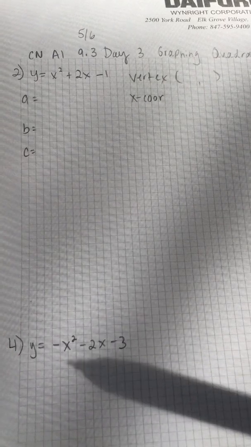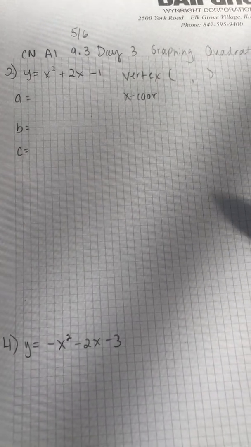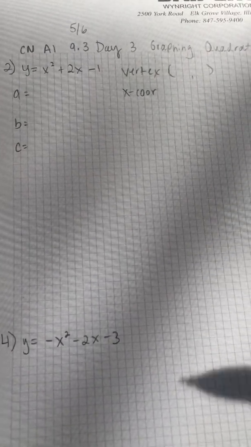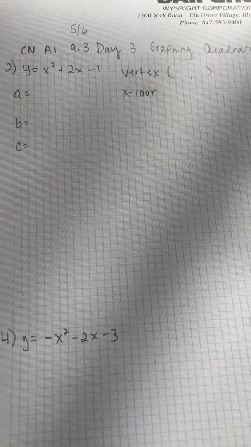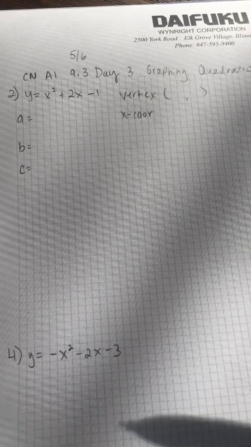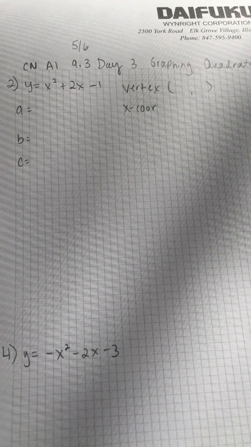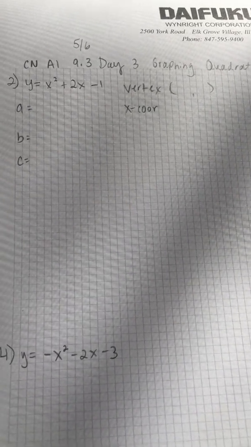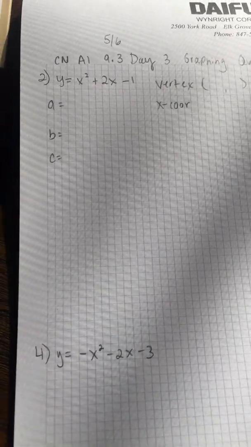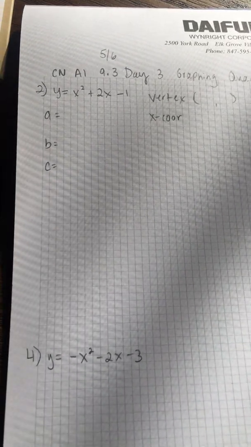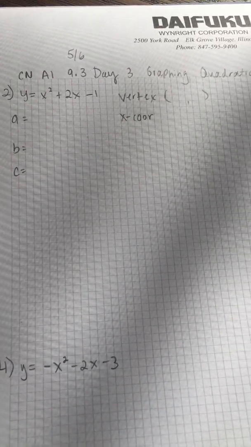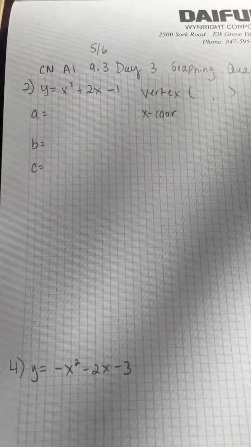We list the ABC. We find the vertex by using opposite b over 2a. That's the x-coordinate of the vertex. Then we sub back in to find the y-coordinate. We put the vertex in the middle of our table, and then we graph. So let's get started with our two examples that I have for you today, and then you will do 1 through 5 odd for homework on this worksheet.